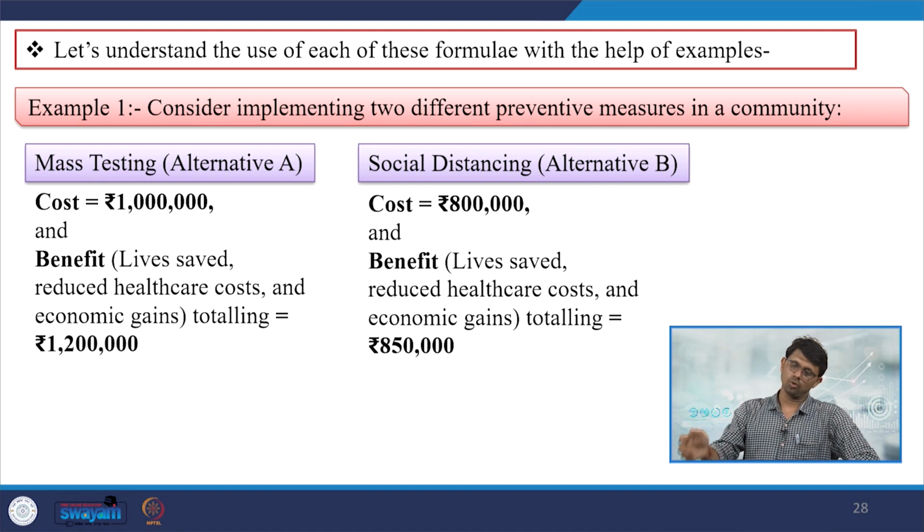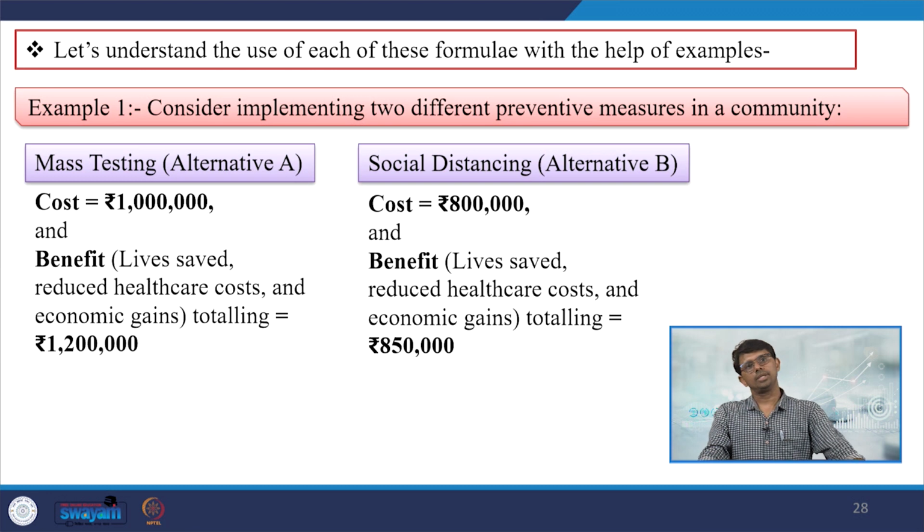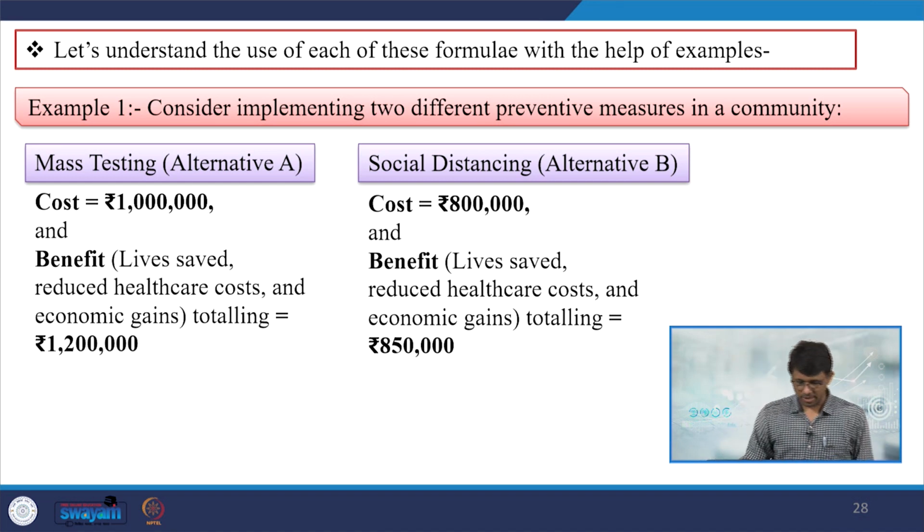For the same COVID-19 control, we have one alternative called mass testing and another called social distancing. The cost in case of social distancing is 8 lakh, and the benefit in terms of lives saved, reduced healthcare cost and economic gains, etc., is around 8 lakh 50,000. So in that case our differences are noted.